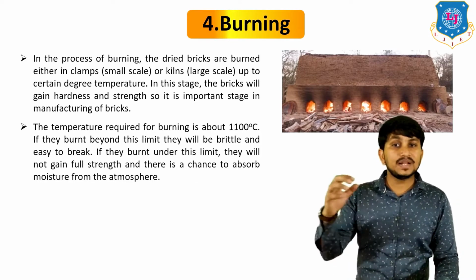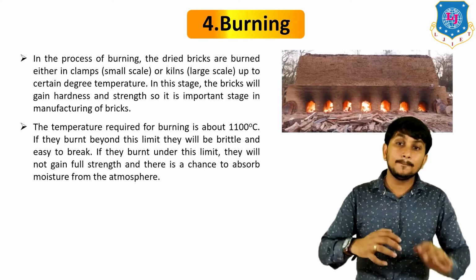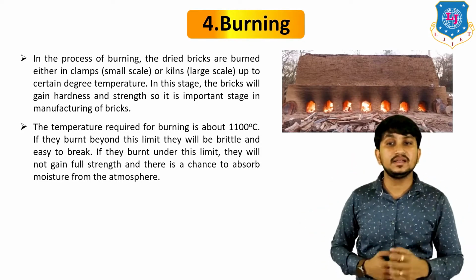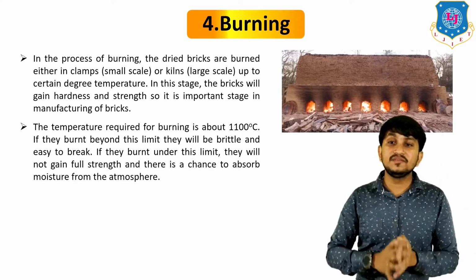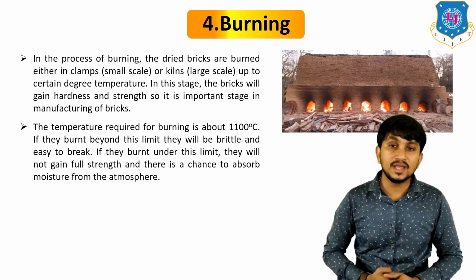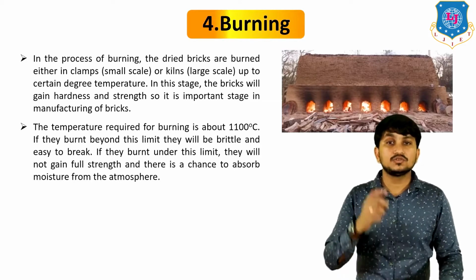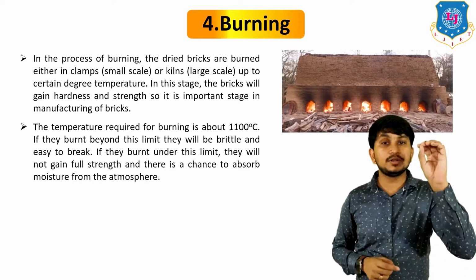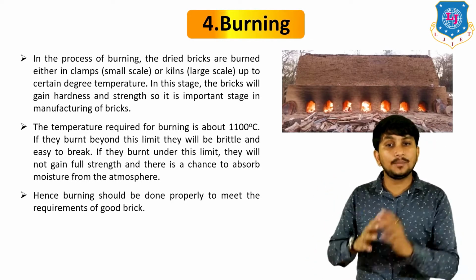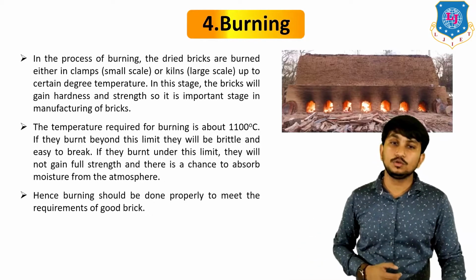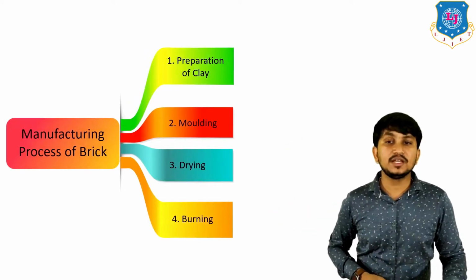The temperature required for burning is about 1100 degrees centigrade. If they burn beyond this limit, they will be brittle and easy to break. If they burn under this temperature, they will not gain full strength, and there is a chance of absorbing moisture from the atmosphere. So you have to burn at a particular degree centigrade. Hence burning should be done properly to meet the requirements of a good brick. These are the 4 steps of manufacturing of brick.